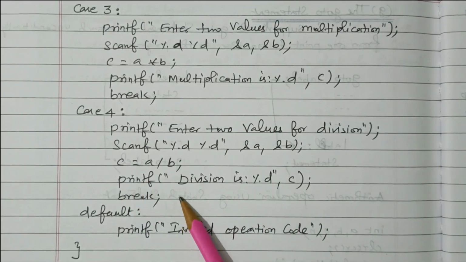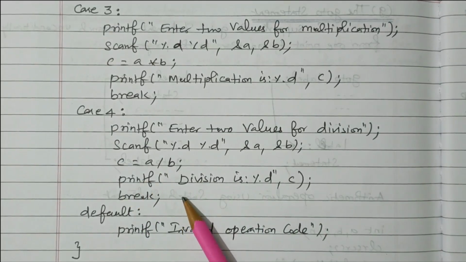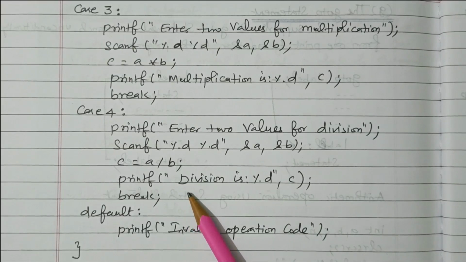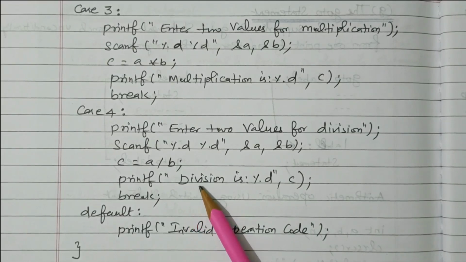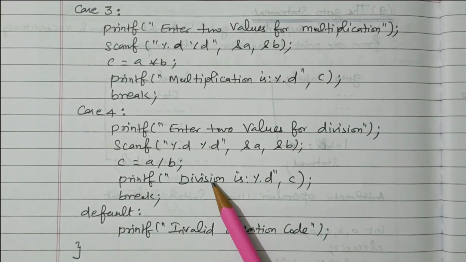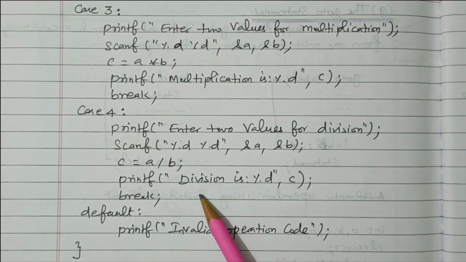So we check all four conditions. Switch N, the N is having four possibilities. Case 1 means addition. Case 2 means subtraction. Case 3 means multiplication. Case 4 means division.